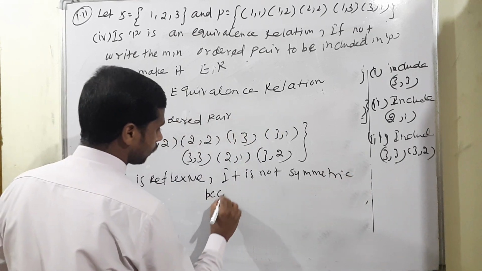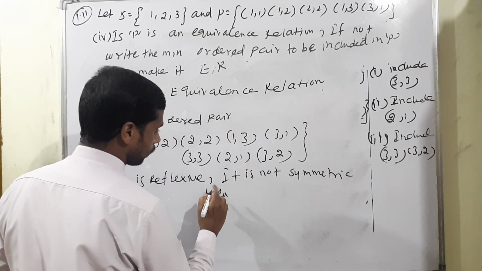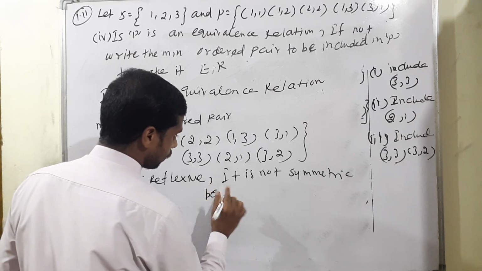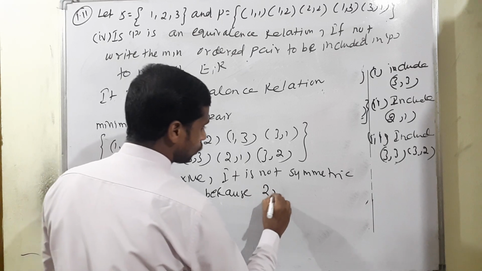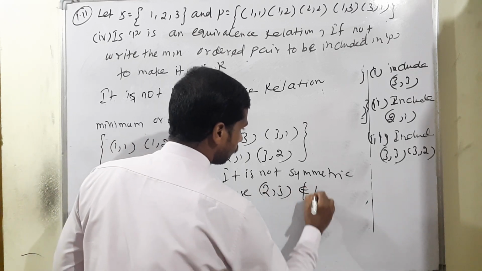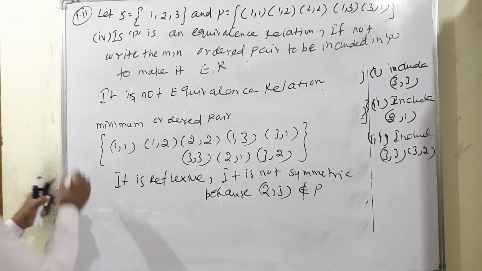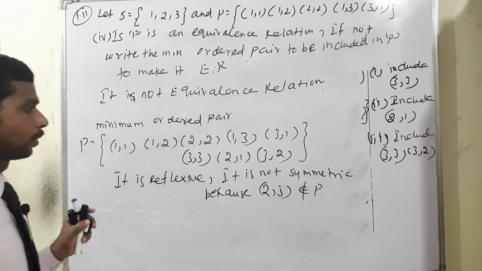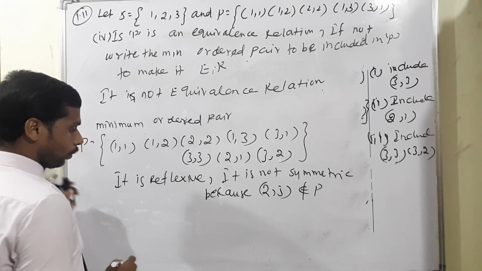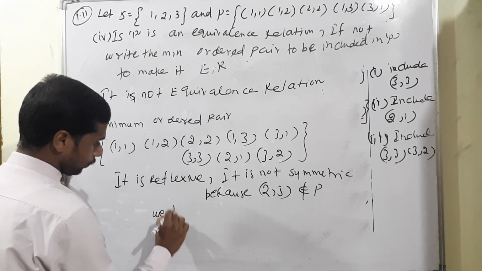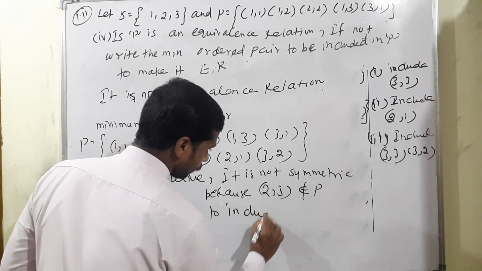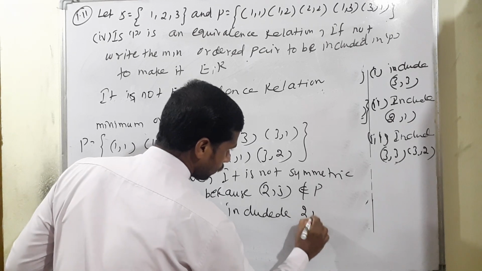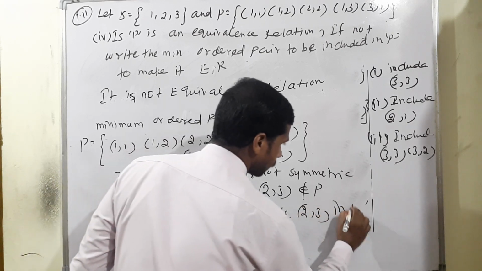because 3 comma 2 is there, 2 comma 3 does not belong to P. This is the minimum ordered pair set P, and 2 comma 3 does not belong to P. Therefore, we have to include 2 comma 3 in set P.